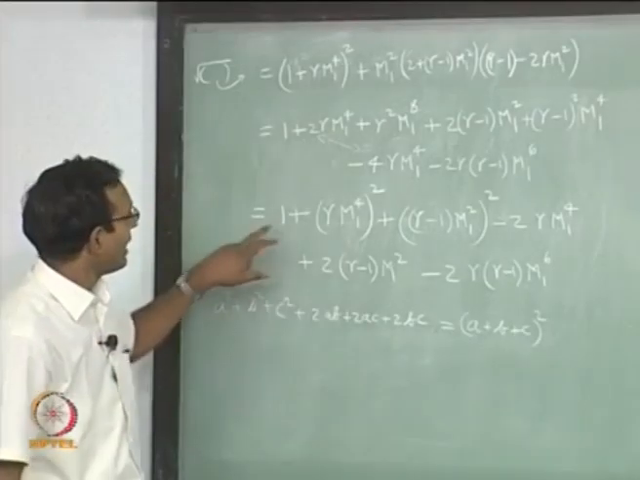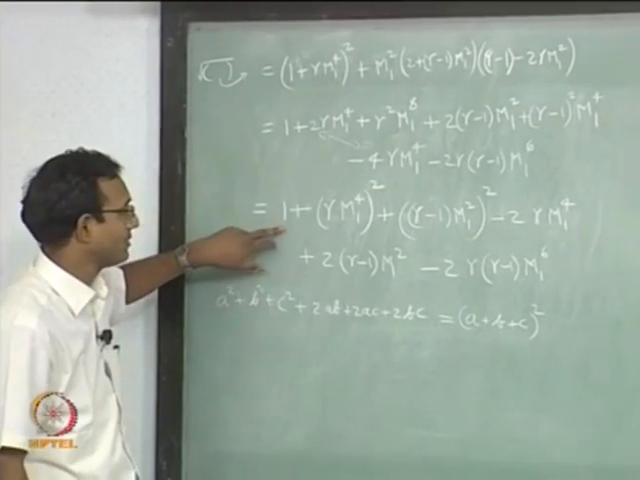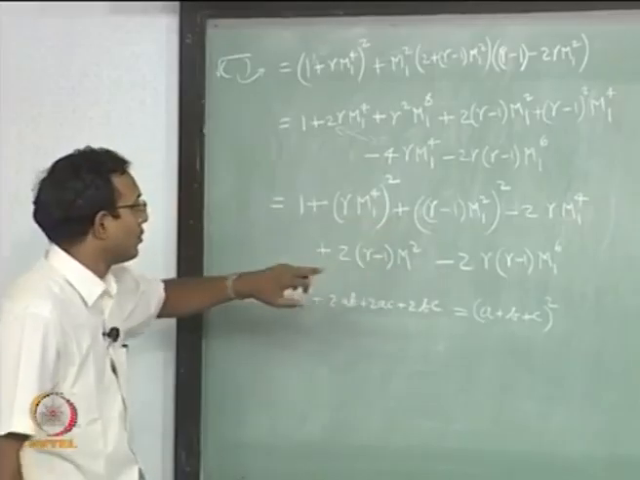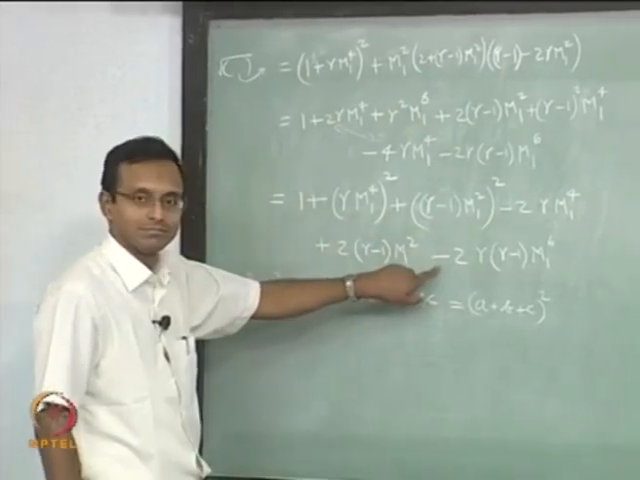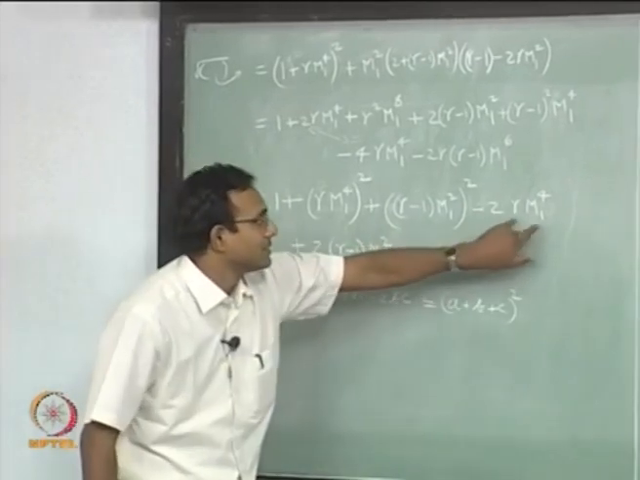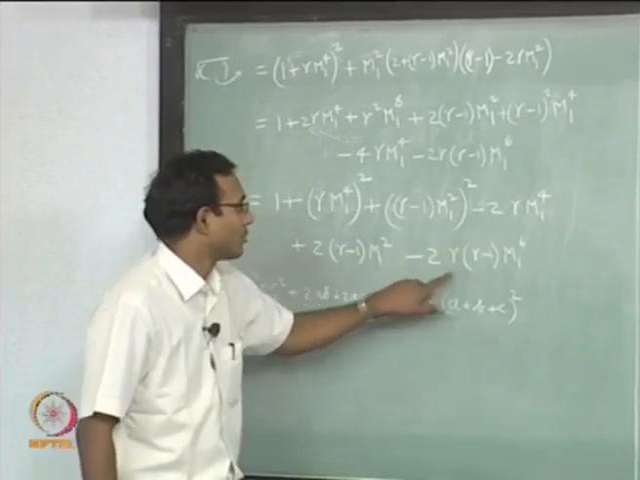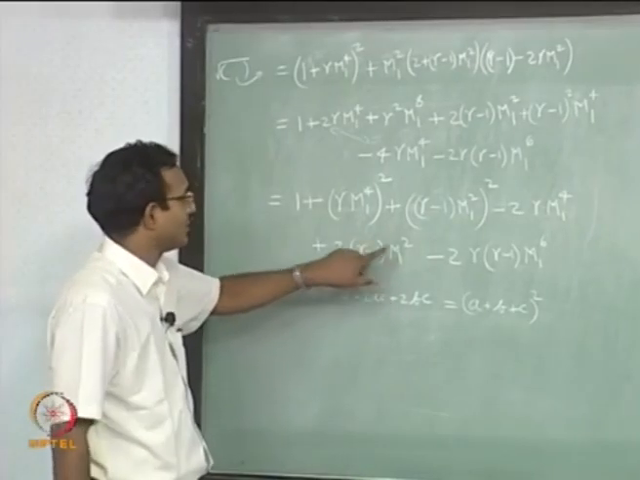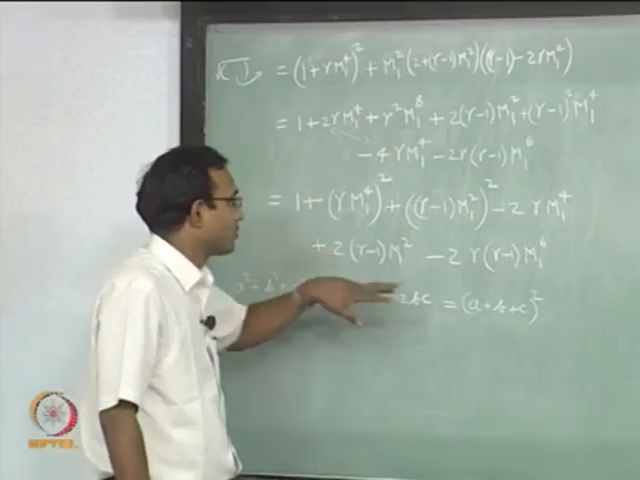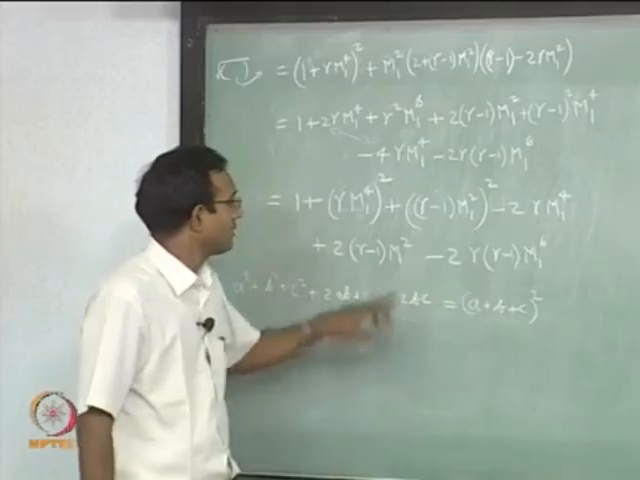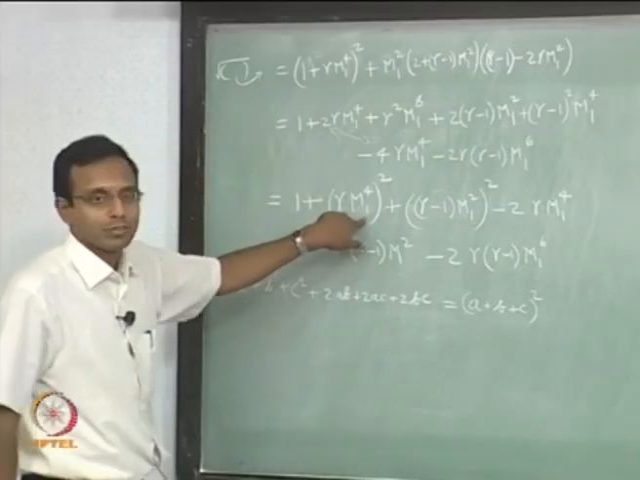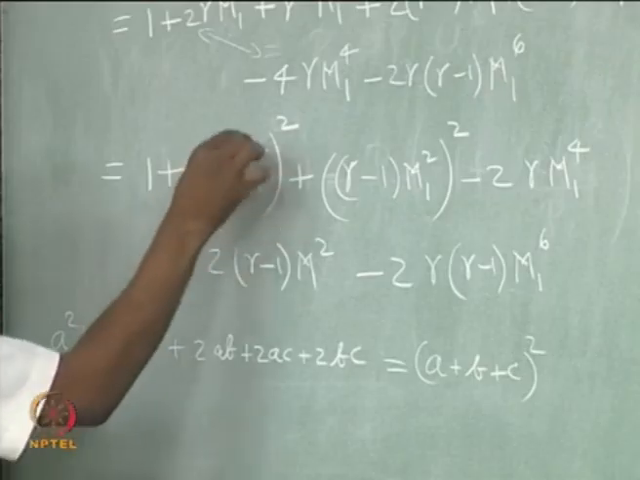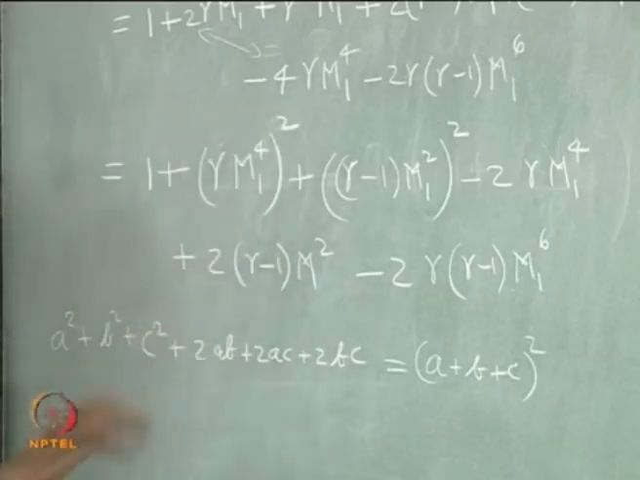So now my A happens to be 1, and then of course these three terms are A square, B square, C square terms. Now one of the terms is having a minus sign. Which one will it be? It will be this. Wherever there is gamma m1 power 4, there is a minus sign. Wherever there is gamma minus 1 m1 square, there is no minus sign. So I am going to say the minus is for the gamma m1 power 4 term. So that B is actually minus gamma m1 power 4, B square happens to be this correctly, nothing wrong with it.